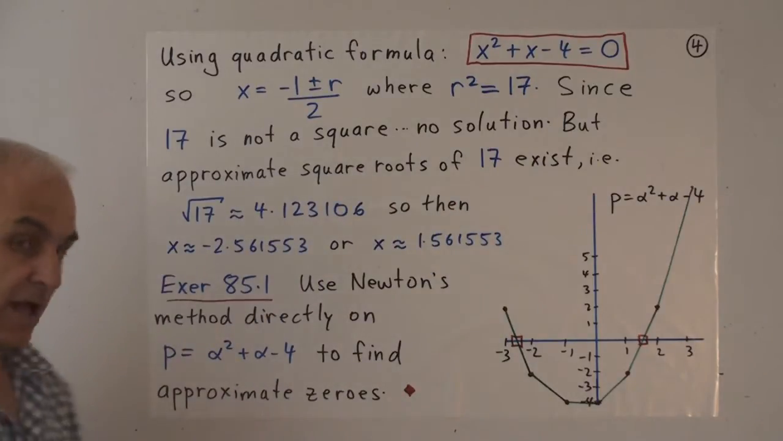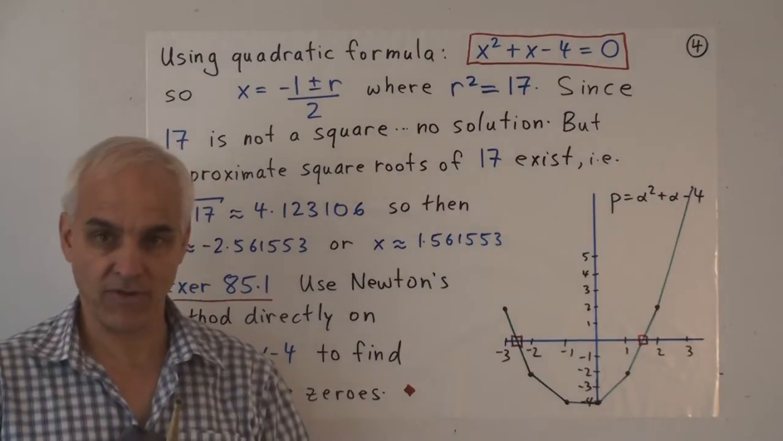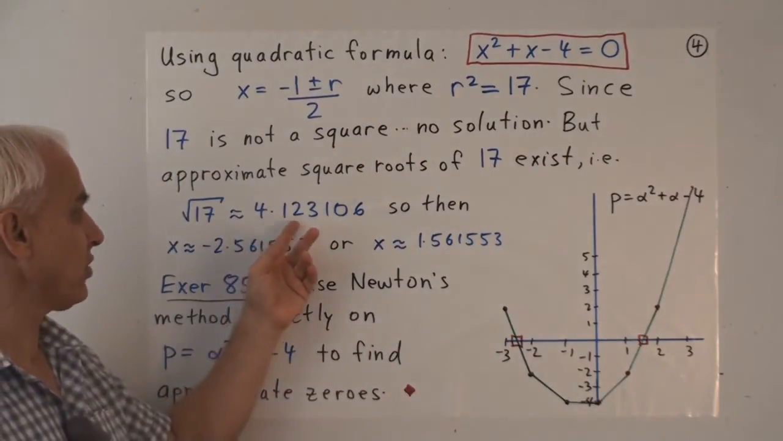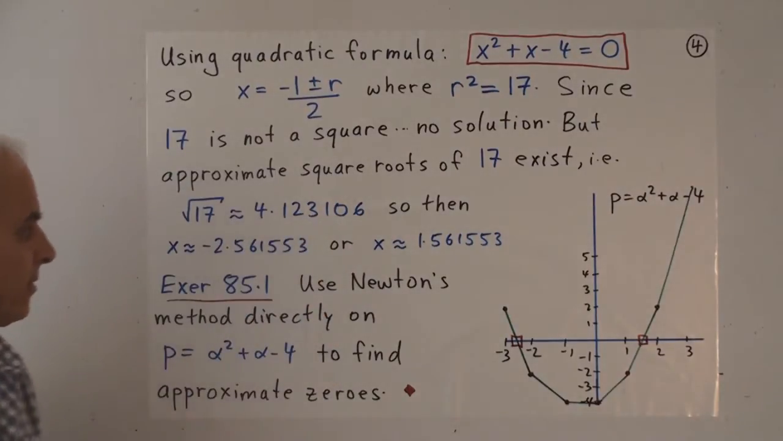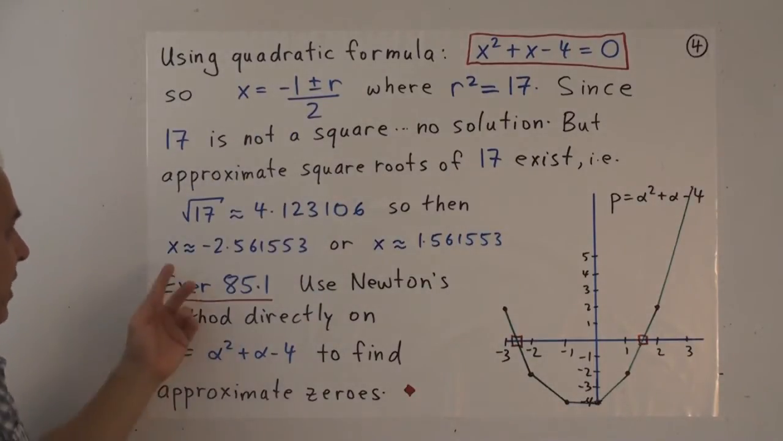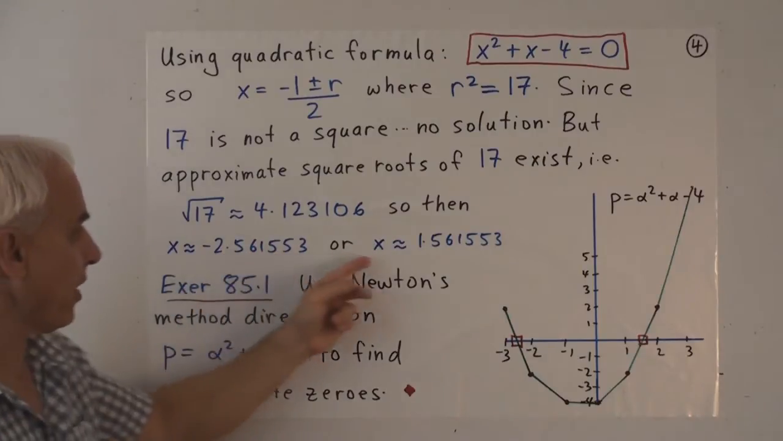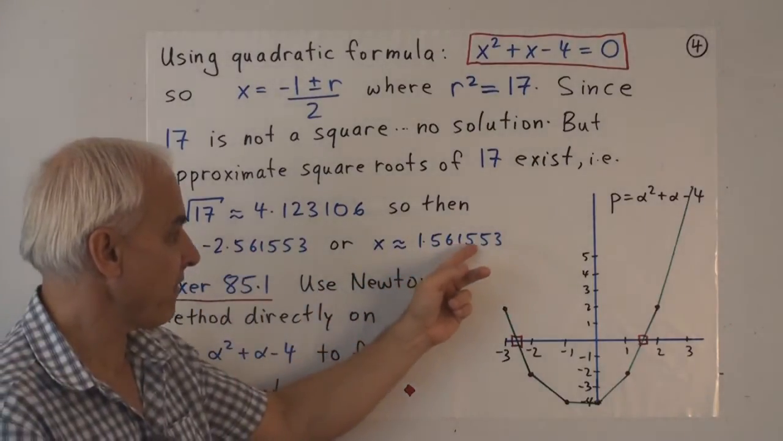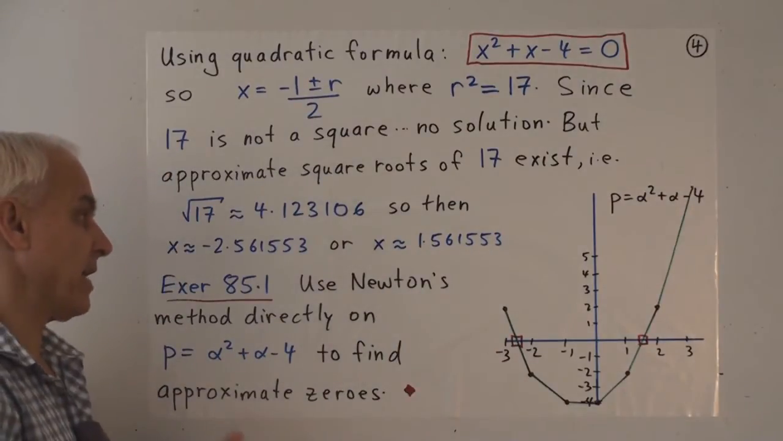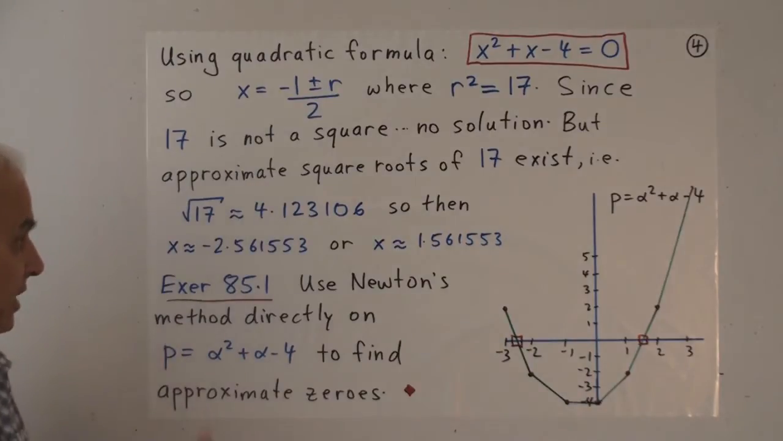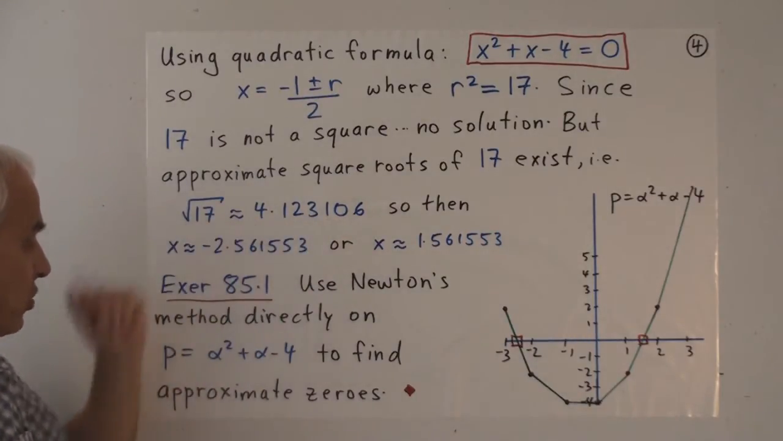For example, if you take your calculator and you ask it what is the square root of 17, it will give you an approximate square root. Say 4.123106. Then it stops. So we can plug that into here, and then we get two solutions: x equals minus 2.561553 or x equals 1.561553. And we have to recognize that those are not exact solutions of this quadratic. They are approximate solutions because we're starting with an approximate square root of 17.